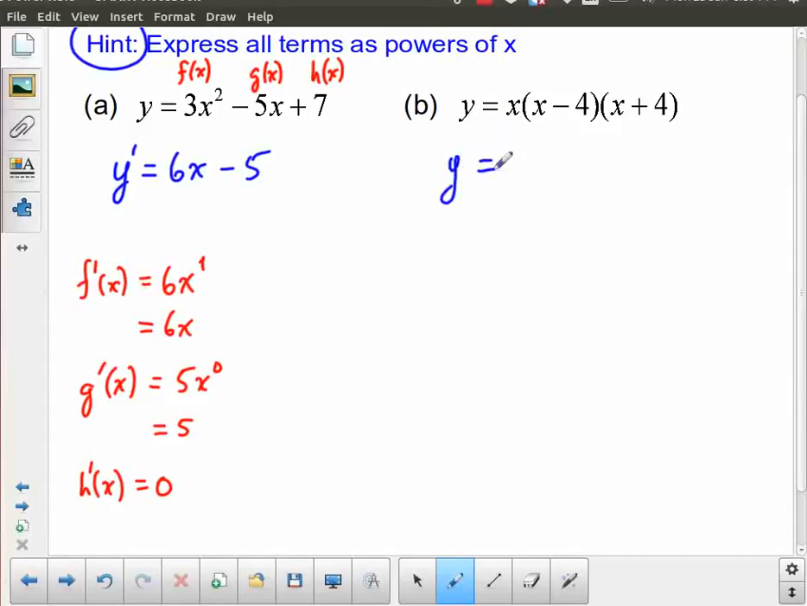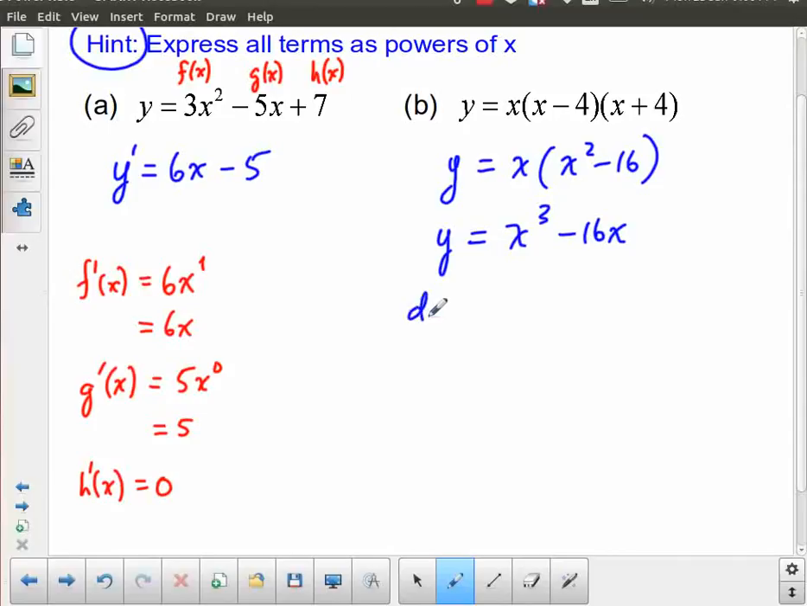We're going to write this one as individual terms of x. So the way I'm going to do that is I see a difference of squares here. So I'm immediately going to write that as x squared minus 16. And then I will expand that out. So I end up with y equals x cubed minus 16x. And now I can take my derivative.